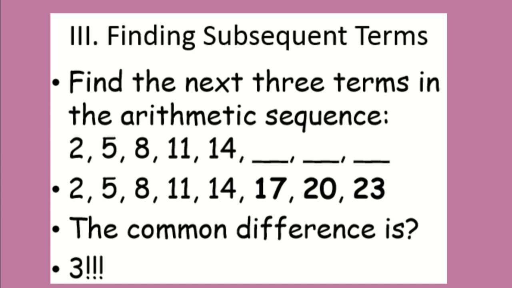Finding the subsequent or the next terms in the sequence. First, we have to find out what the common difference is. So here from 2 to 5 to 8 to 11, you notice that it's going up by 3 each time. So you're simply just going to add 3 to the last term that we had to get 14, then add 3 to 14 to get 17, add 3 to that to get 20, and add 3 to get 23. So our common difference is 3.